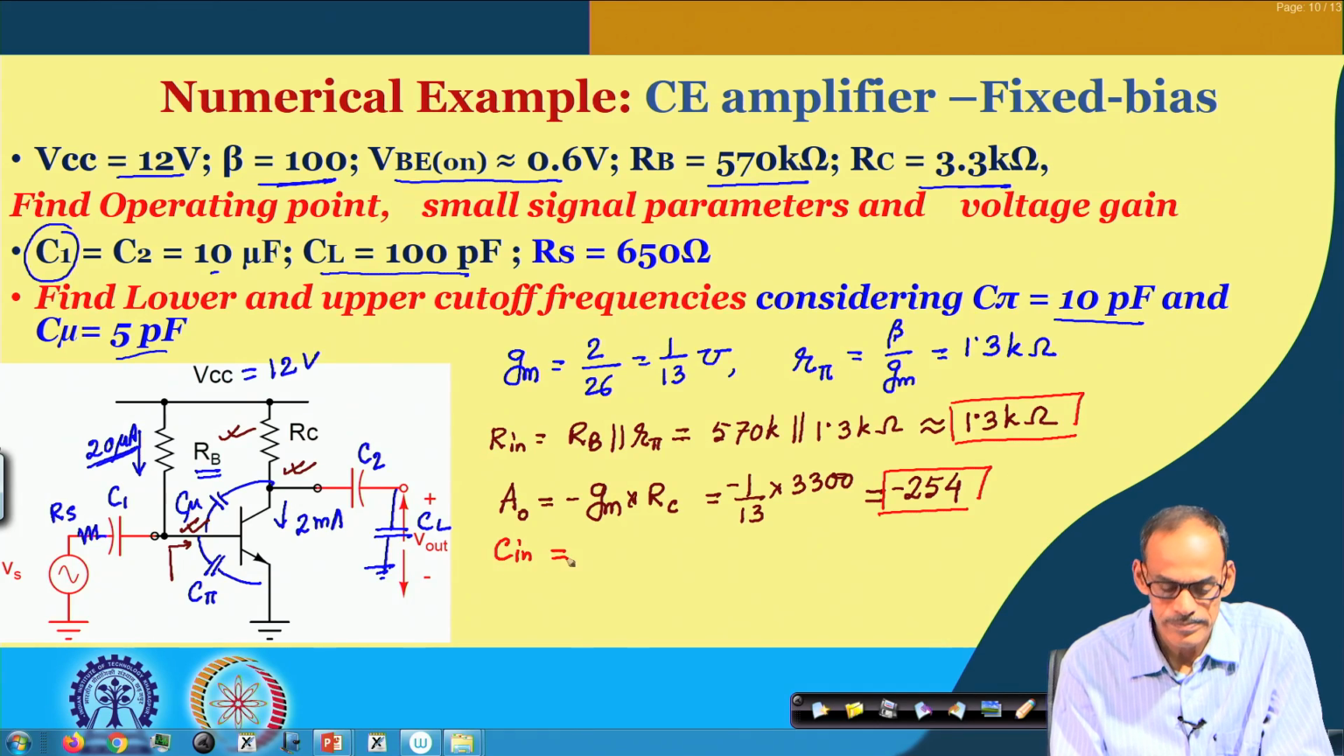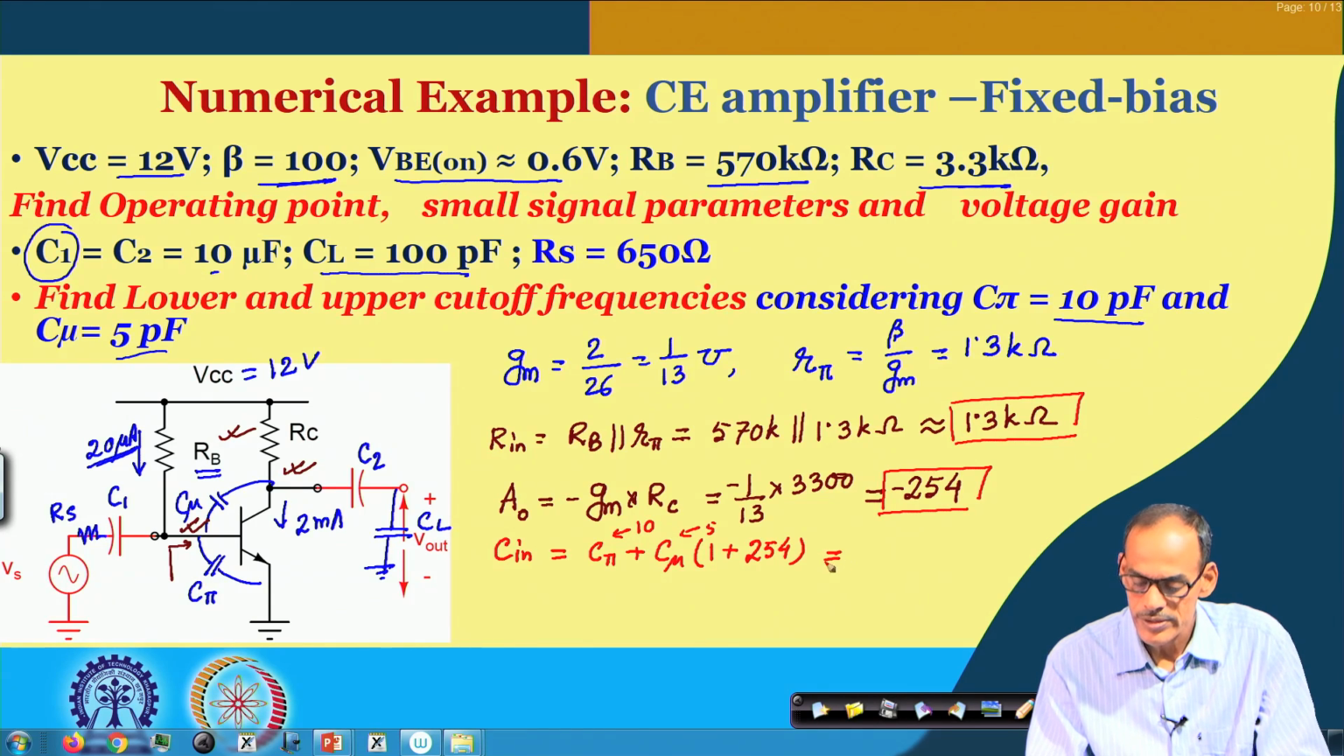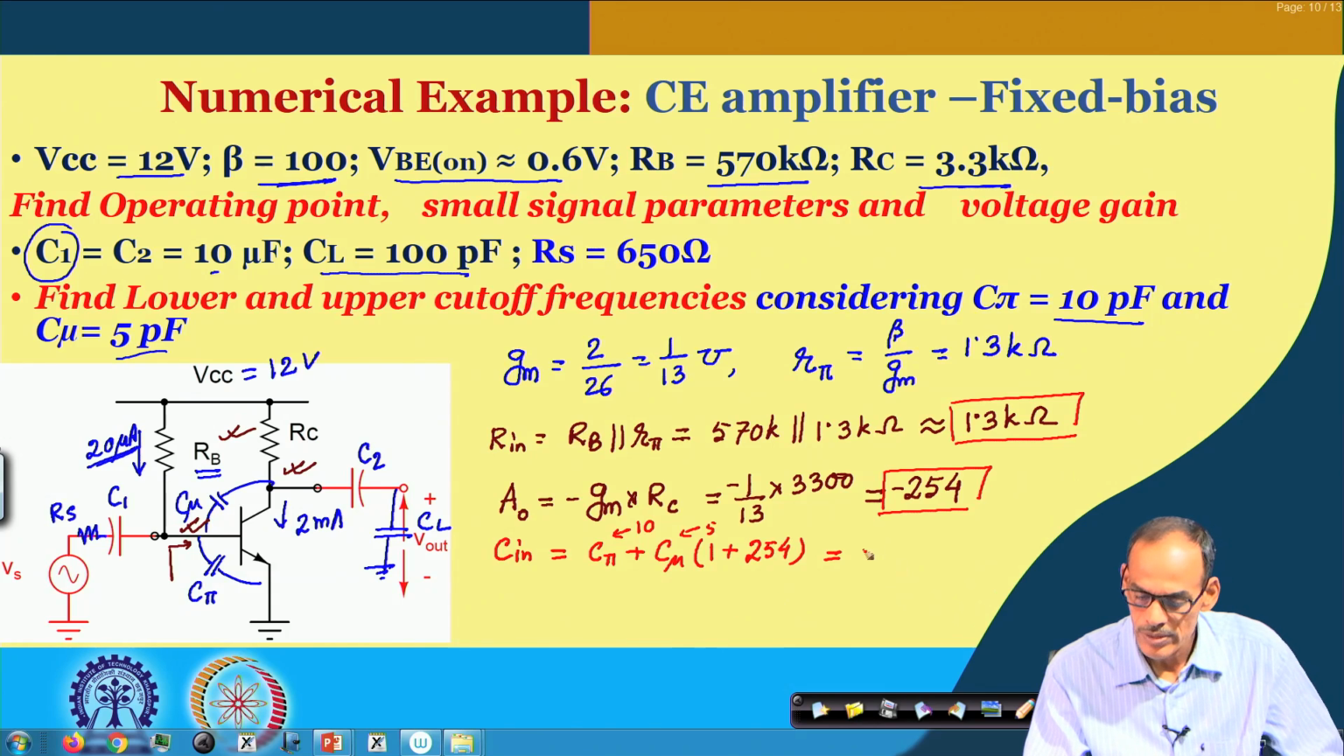C in equals C pi plus C mu, which is 5 picofarad, into 1 plus 254. So, if I put the value here, it is 10, and the value here is 5. So, that gives us 10 plus 5 into 255. So, that is giving us 1285 picofarad capacitance.